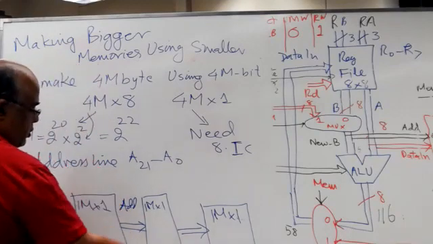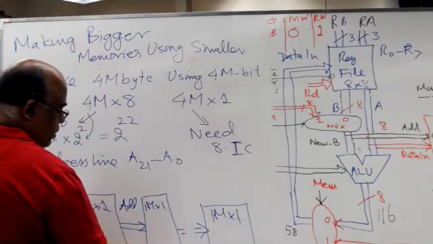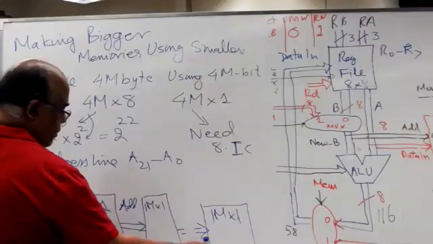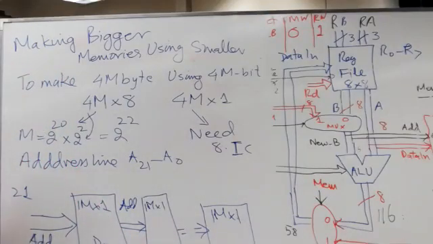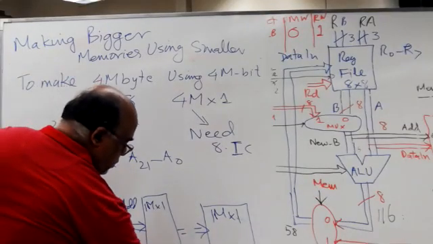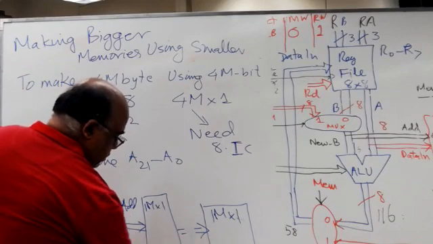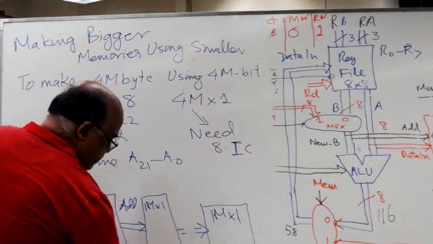So D0 up to D7, so 8. So this will give D0 output. This will give D.